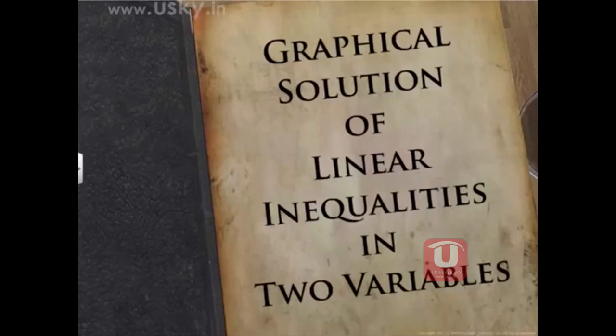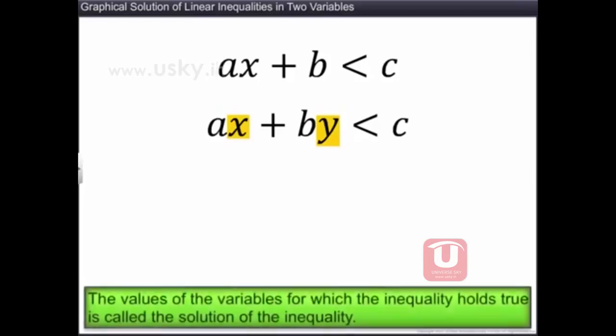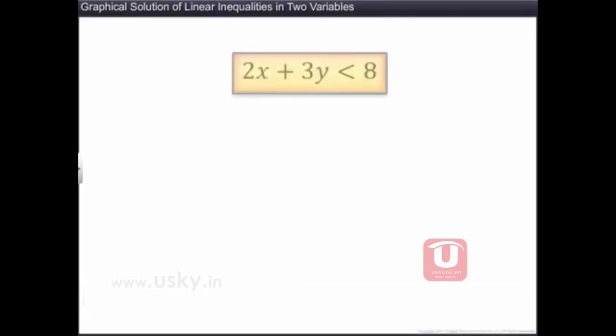In this module, you will learn about the graphical solution of linear inequalities in two variables. We have already seen a linear inequality in one variable. A linear inequality in two variables consists of two variables. The values of the variables for which the inequality holds true is called the solution of the inequality. Let's see an example that demonstrates the solution of the inequality shown here.